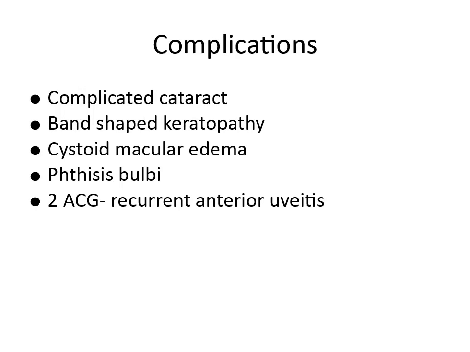So now coming to the complications. Okay, one is you have a complicated cataract. Now this is the most common complication of anterior uveitis seen among the pediatric age group. Okay, then you have a band-shaped keratopathy. Now this is nothing but deposition of calcium in the Bowman's layer of the cornea. Then you have cystoid macular edema. Now remember, this is the most common cause of loss of vision from posterior segment involvement in anterior uveitis. Then you have phthisis bulbi, wherein you have a soft and shrunken eyeball. Okay. Then you also have a secondary glaucoma.